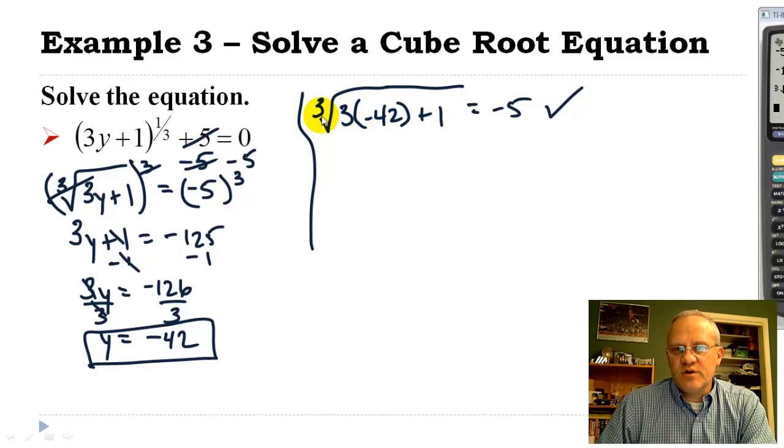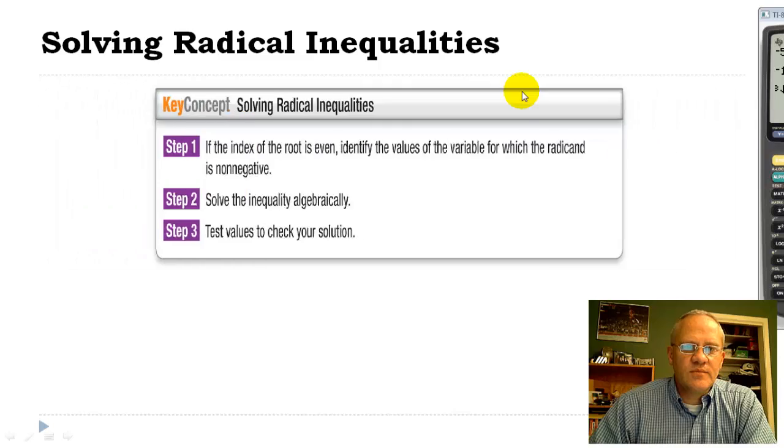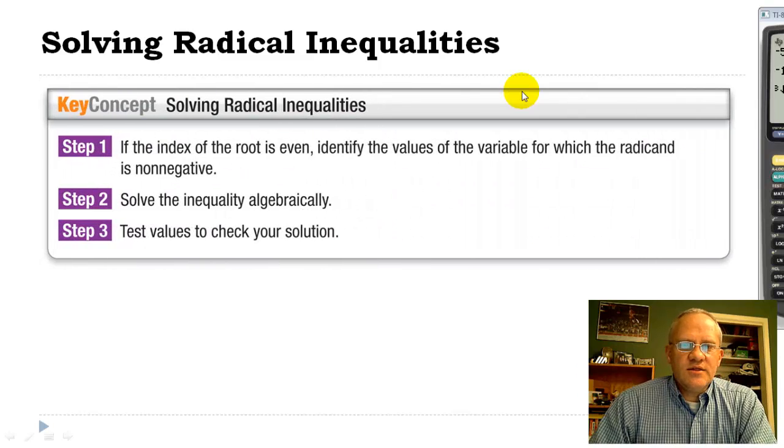You get the root part by itself, and if this were the 6th root, then you would just raise both sides to the 6th power. So no matter how complicated that gets with bigger numbers, you just follow the same pattern. All right, last thing that we've got to talk about are inequalities now.